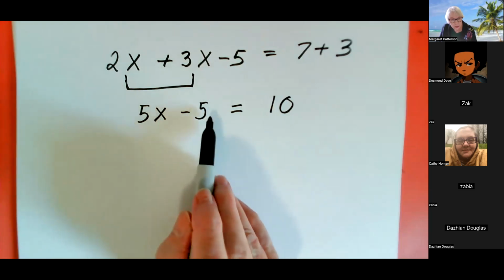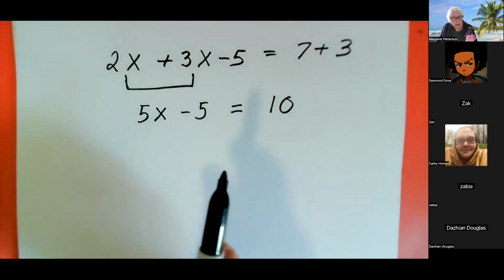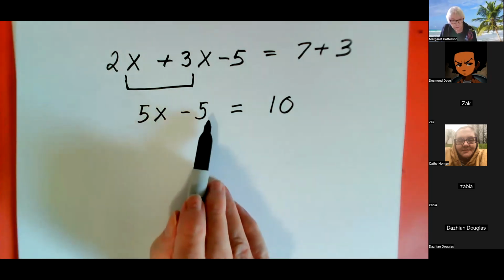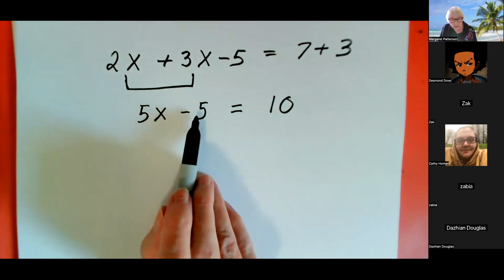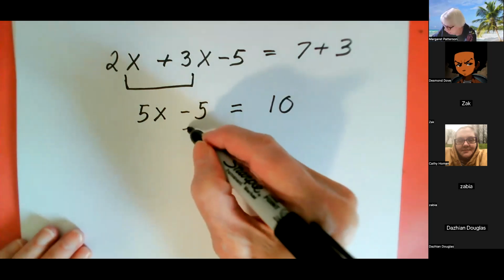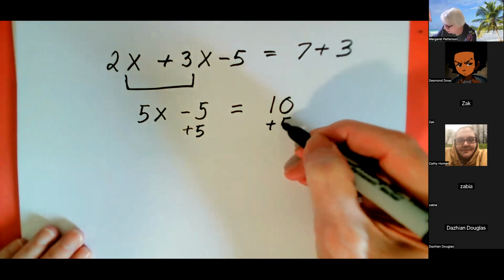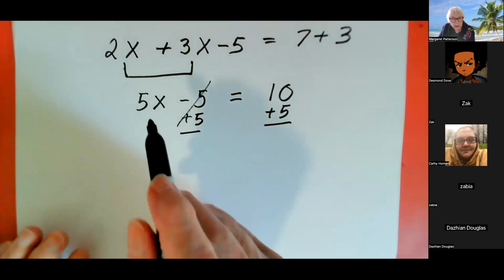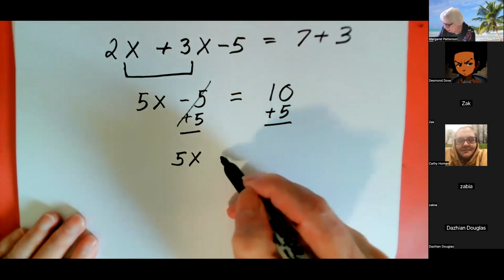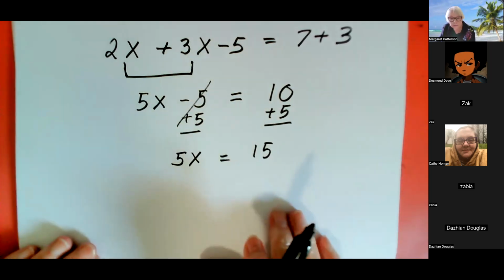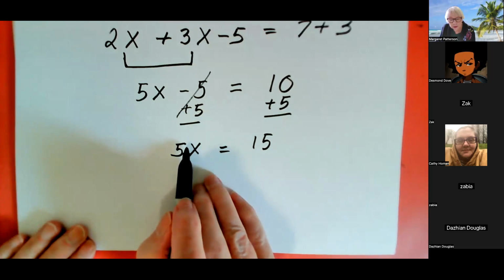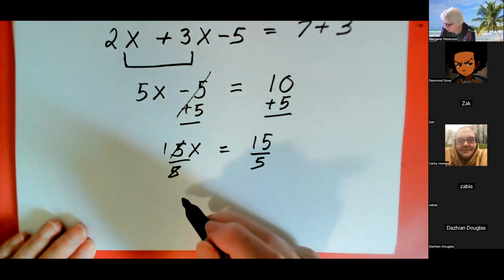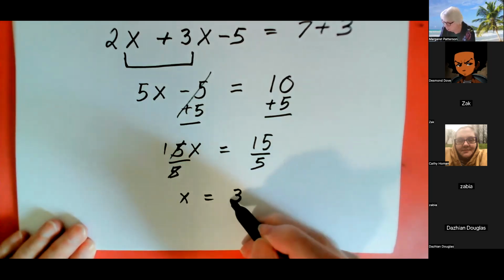This is an x term. This is a plain number. This is a plain number. Now we've got a problem kind of like what we were just doing. We've got a 2-step problem. And so this -5 needs to go first. So I have to add and I have to add. So 5 and -5 go to 0. And what's left is my 5x. And over here, I've got 15. One more step, this is multiply. So I'm going to divide by 5, both sides. That leaves me with 1x, and there's my answer, 3.